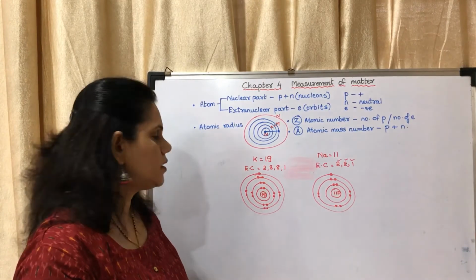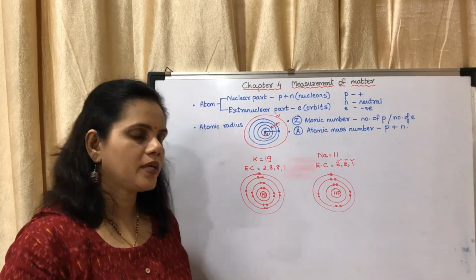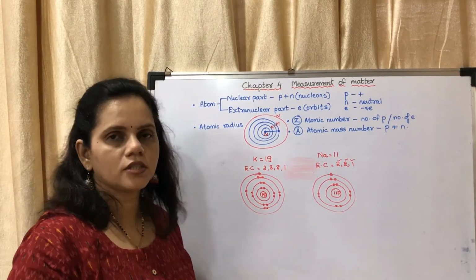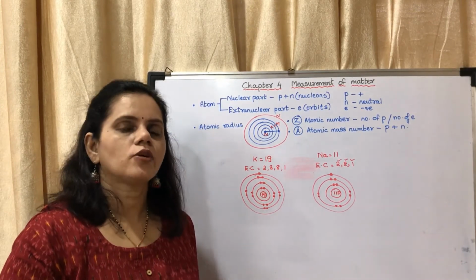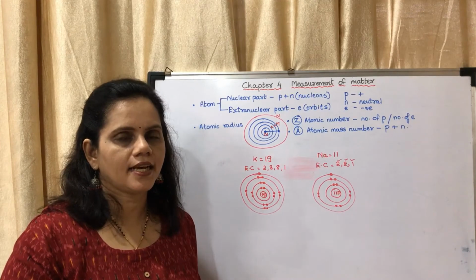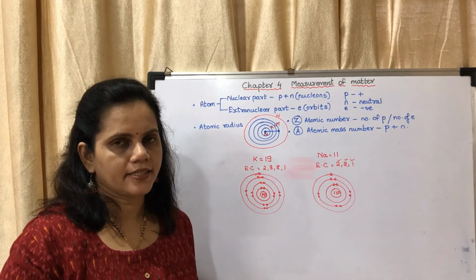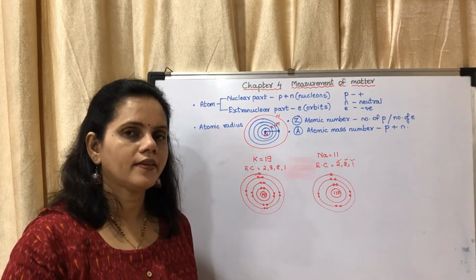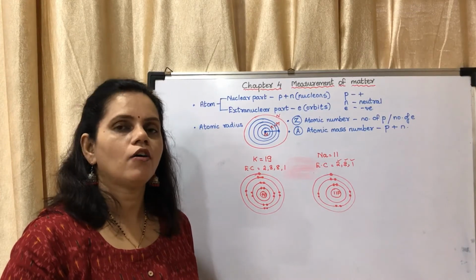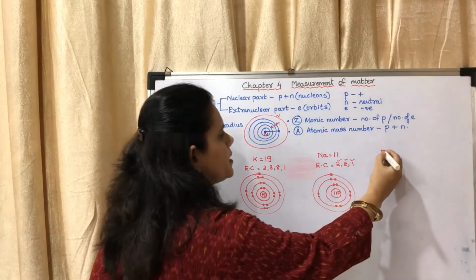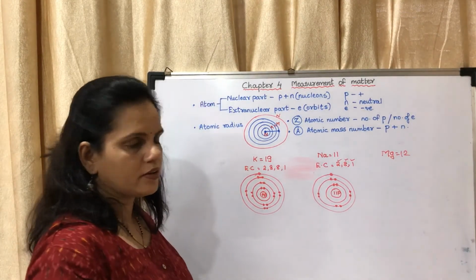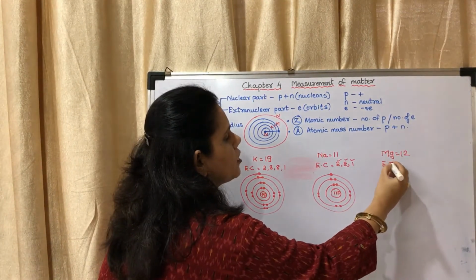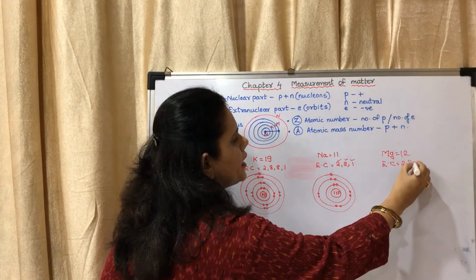Which one is bigger? This one is bigger. Why is it bigger? Because this is having 4 shells and this is having only 3 shells, okay? So as the number of shells increases, the atomic size increases. Now they have given another example of magnesium, okay? Now you may see magnesium, its atomic number is 12. Okay, so electronic configuration is 2, 8, 2.